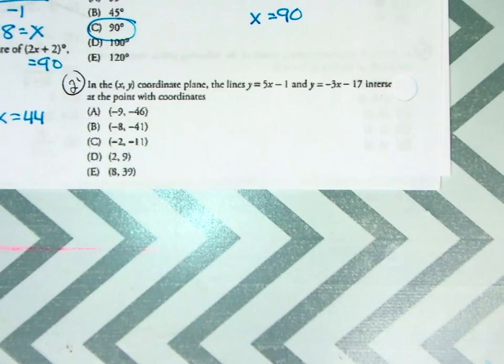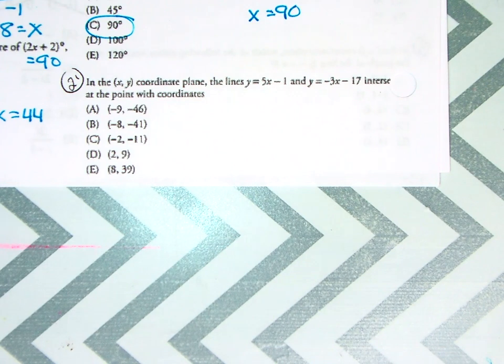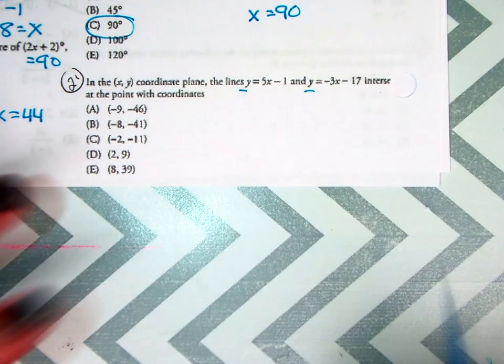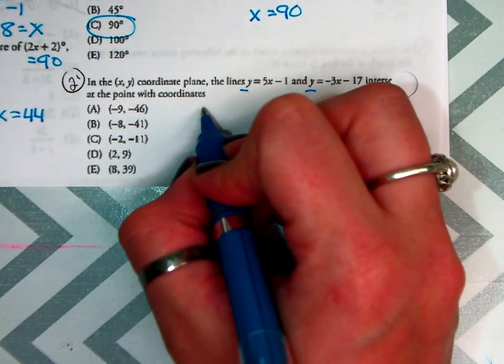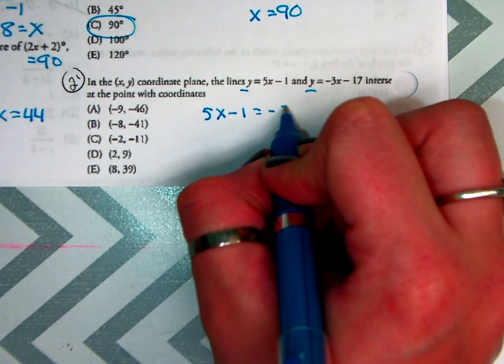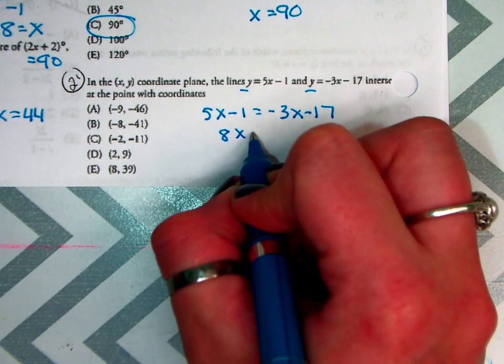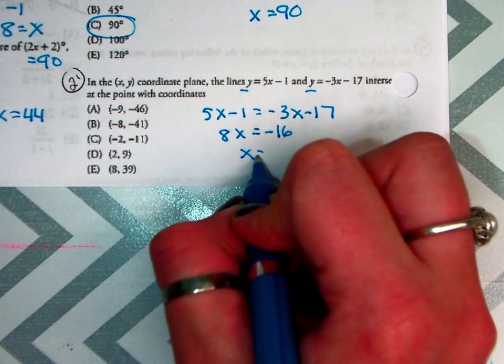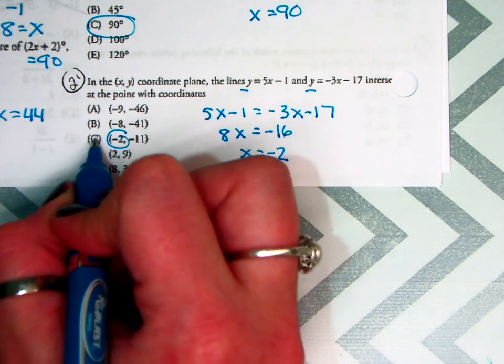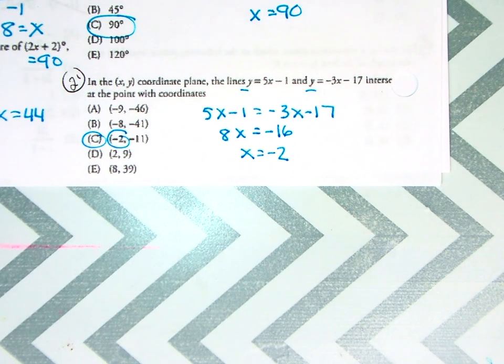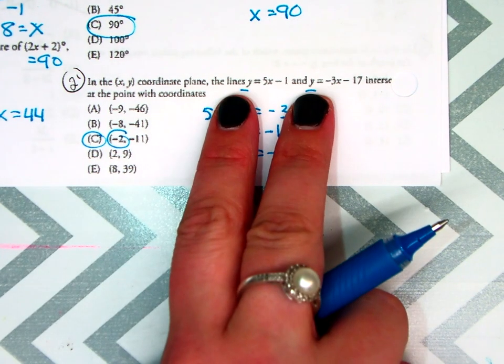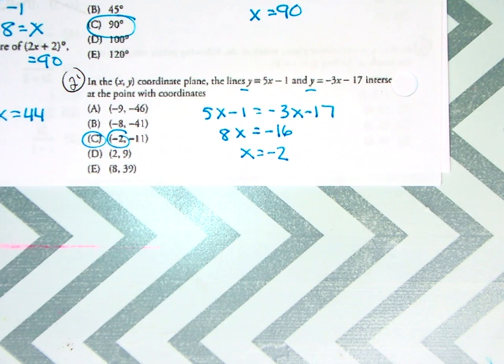And the last one, number 21. We are looking for which values where they intersect. Well, these both equal y, so this is just a system. So I'm just going to set 5x minus 1 equal to negative 3x minus 17. I get 8x, add the 1, equals negative 16. So x equals negative 2. Going through my options, option C is the only one where it has an x value of negative 2. So on a problem like this, where they intersect, it's just a system. They both equal y, so they can both equal each other.